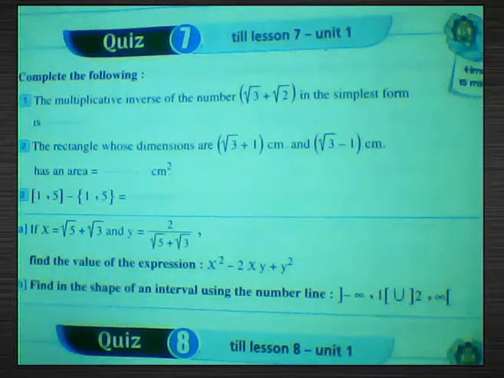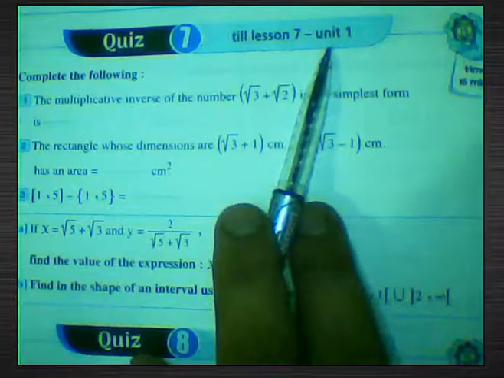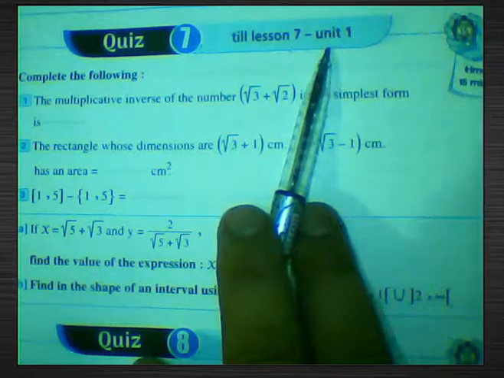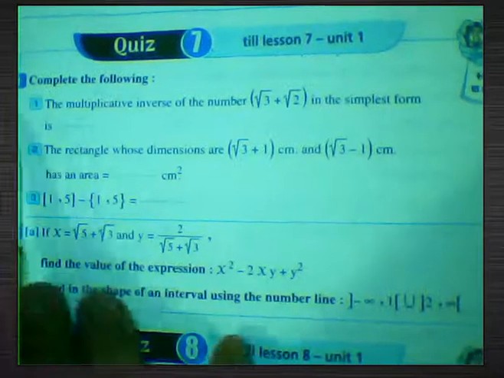Today we are going to talk about lesson 7. We will solve lesson 7 from unit 1. Okay, look with me here. Number 1, complete the following.